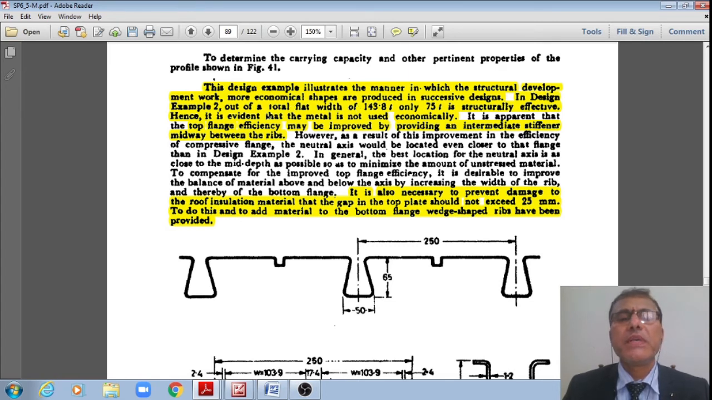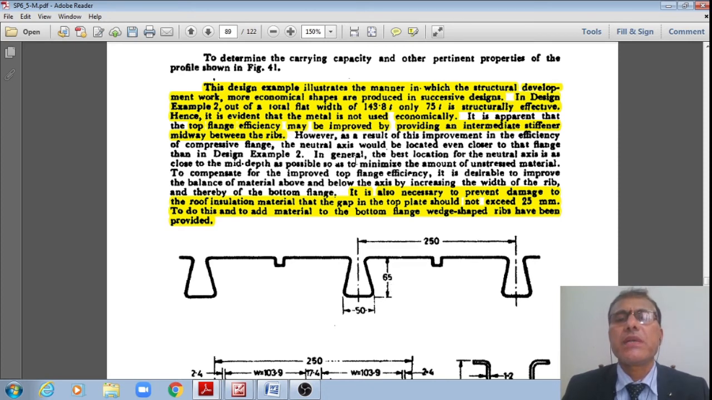In the previous design example, out of this total flat width of 143.8 times thickness, only 75 times the thickness is structurally effective, right? Remaining was ineffective. Therefore, it is evident that the metal is not effectively used, economically used, right? Therefore, it is apparent that the top flange efficiency may be improved by providing an intermediate stiffener like this. You please see this intermediate stiffener, right? Just in the form of a U shape, right here, midway between these ribs of 50 by 65, right? These are called ribs, right?